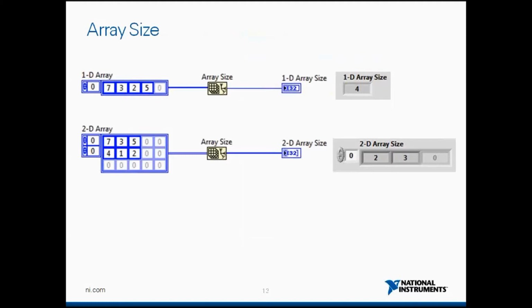So array size, as the name suggests, is meant to get the size of an array, 1D, 2D, n-dimensional array. In this case, this array has 4 elements, 7, 3, 2, 5. And when I pass this to this array size function, I get the number of elements in this array, which is 4. Now the same thing, if I use the same array function and pass not a 1D but a 2D array to it. Now a 2D array has 2 parameters associated, the number of rows and the number of columns. Therefore, the output of this array size will again be a 1D array where the first element is the number of rows and the second element is the number of columns.